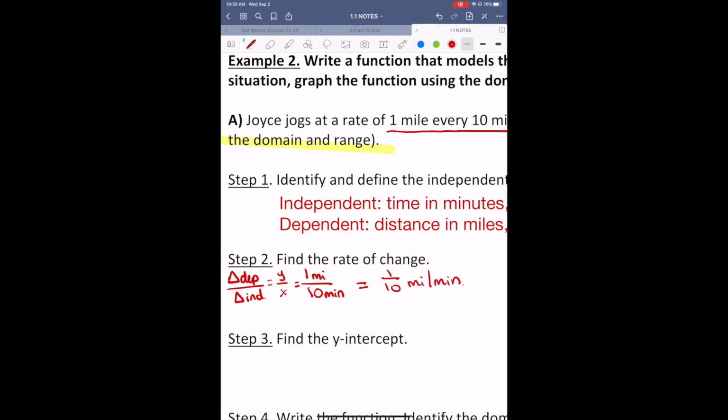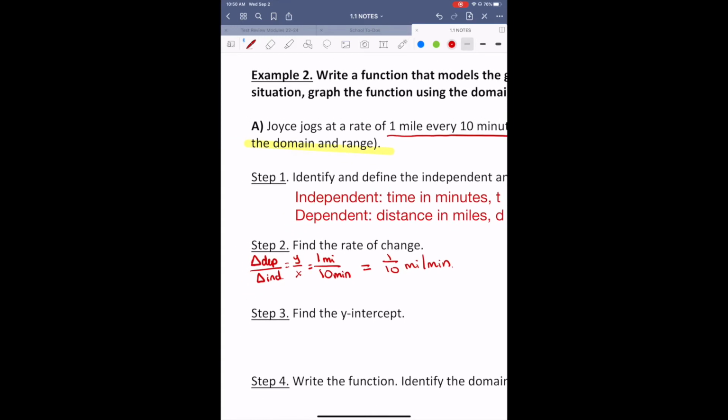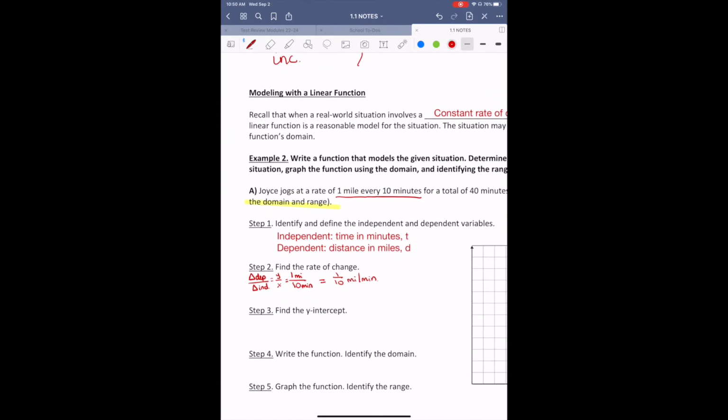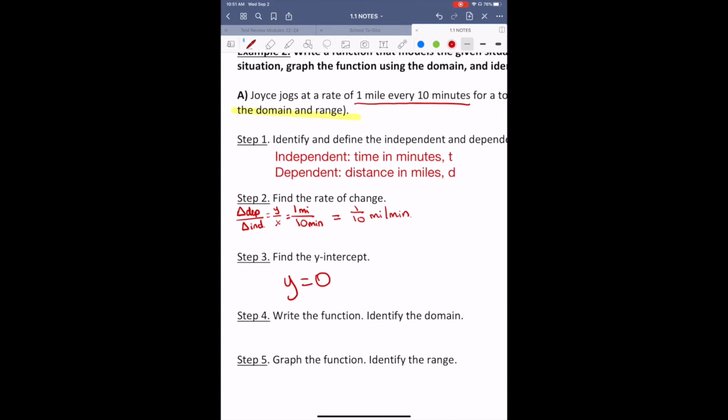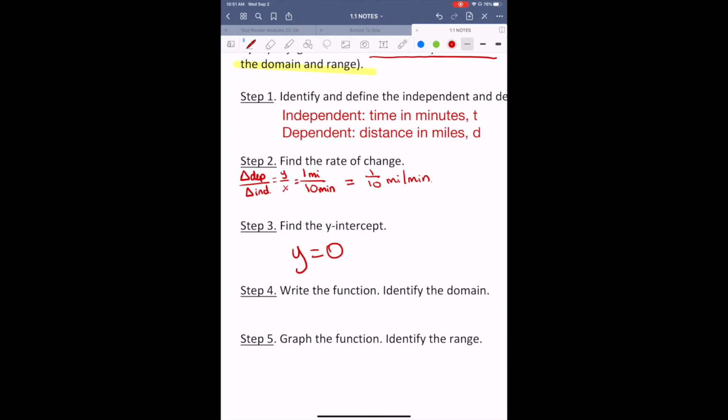Okay. Step three, find the y-intercept. Now, the y-intercept, when we're thinking about distance, if we're measuring how far we're running, where do we start? Think about it. Do we start at half a mile already run? Do we start at a mile already ran? No, we start at 0, right? From the time we start running to the time we stop, that is the distance we measure, so we start at 0.